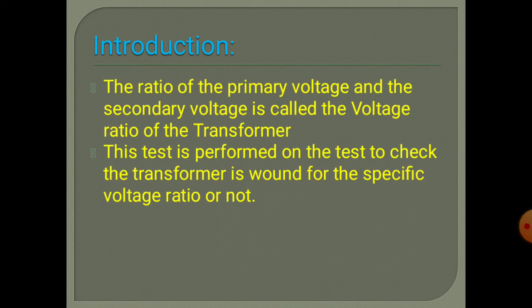the particular transformer. Now, to achieve that voltage ratio, the primary side winding and secondary side winding are wound for a particular number of turns. If some counting mistake happens in the number of turns at the time of winding, the voltage ratio which is required of the transformer cannot be achieved. So to check the actual voltage ratio of the transformer, this test is performed.